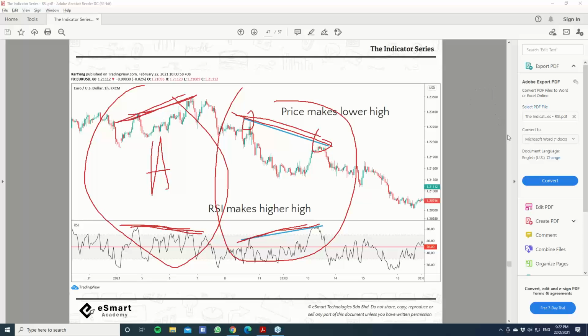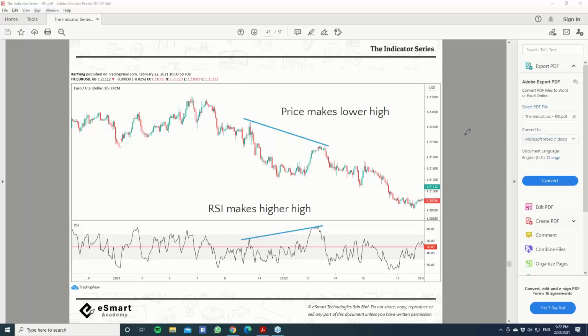Now let me walk you through the concept and the principle of a hidden divergence, and why it is a trend continuation pattern. First off, very obviously, you have a lower low and lower high, so it's a downtrend. From here, price starts to correct and retraces a little bit. When it reaches this point over here, your RSI is actually overbought, in an extreme condition. But at this point in price, you are actually having a lower high.